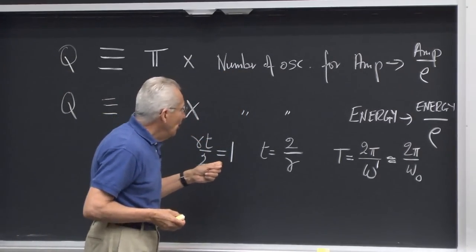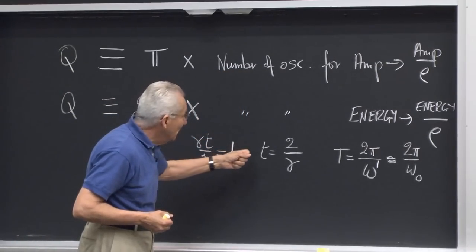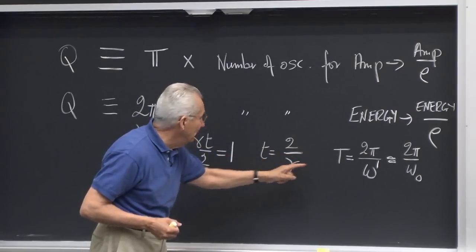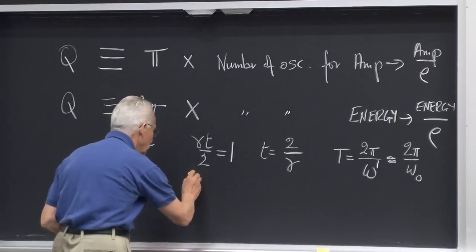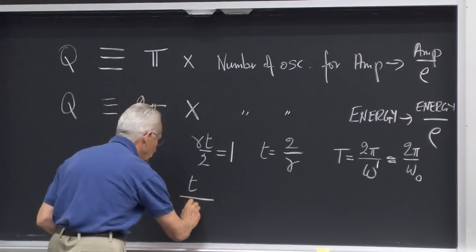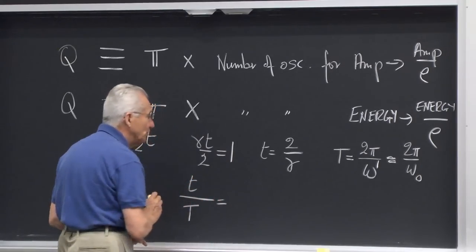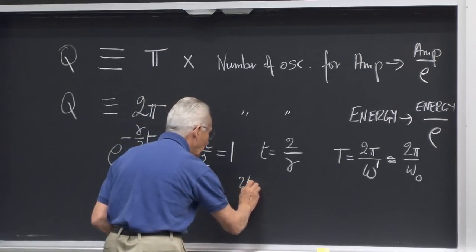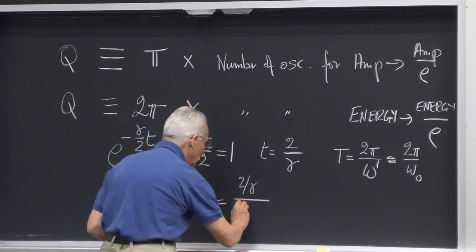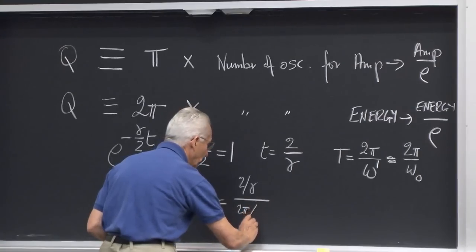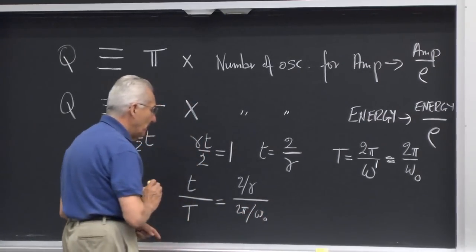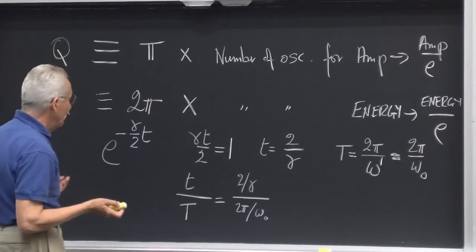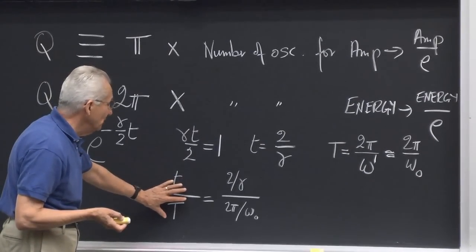So in time t, how many periods will I have? I have to divide t by the period. That'll be the number of oscillations I'll make. So it's 2 over gamma divided by 2 pi over omega 0. And so this is the number of oscillations.